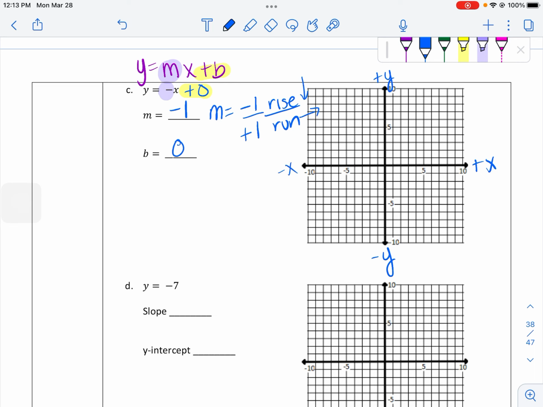So we're going to start at our y-intercept, which was 0. That means we're going to start at the origin. It's going to be our first point. And then we're going to do a negative 1 over positive 1. So that's down one, to the right one, and then down one, to the right one, and down one, to the right one.